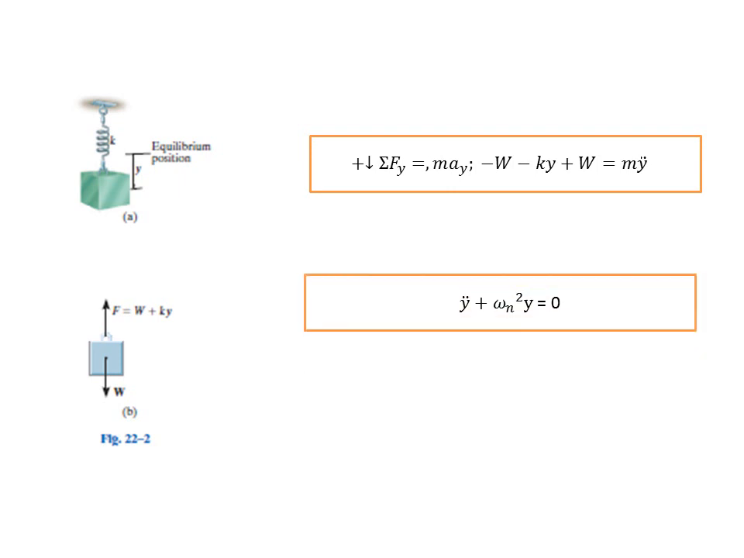And then, standard form again. Rearranging, the W will cancel, leaving ky and m y dot dot. So this is again our standard form, if we use it in the y direction.